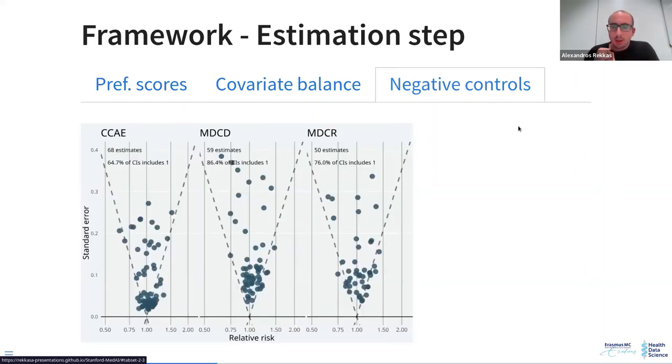And the final diagnostic is the negative control analysis. I'm not sure if you're aware of this method. Negative controls are treatment-outcome pairs where we know there's no relationship between them, right? For example, one very commonly used negative control outcome is ingrown toenail. If you receive a thiazide, probably this is not related to your ingrown nail, right?